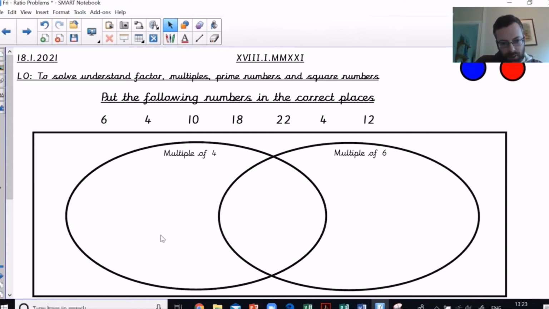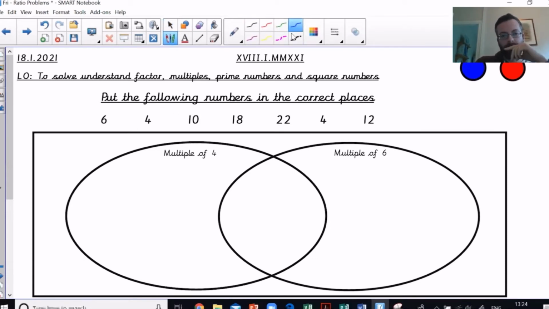Anything that's a multiple of 4 needs to go in this one. Anything that's a multiple of 6 needs to go in this one. And anything that is both of those needs to go in there. Anything that isn't a multiple of 4 or a multiple of 6 needs to go in my square, but written out here somewhere. So let's do one at a time. And this is the way to do it. Always do just one at a time.